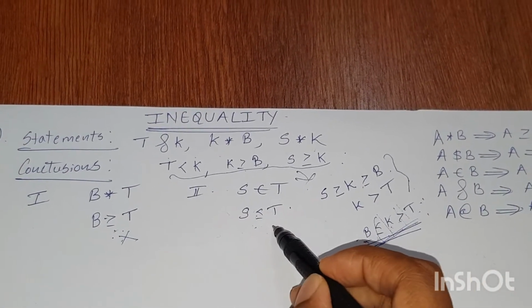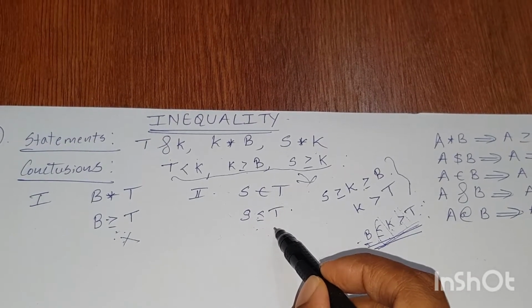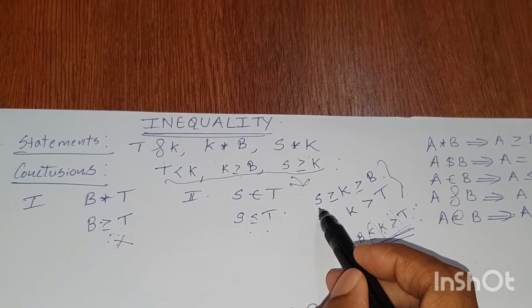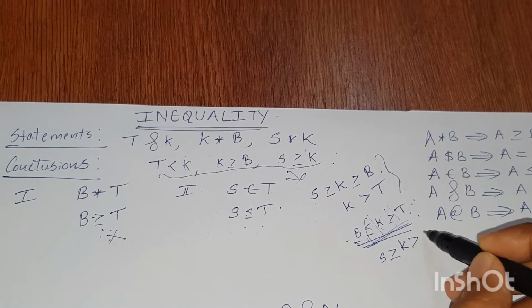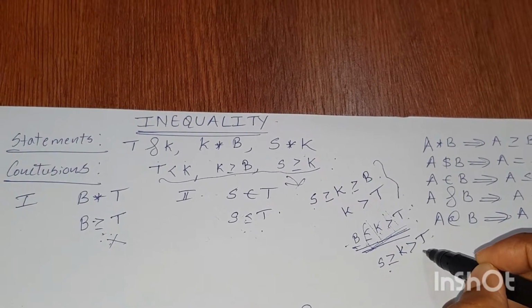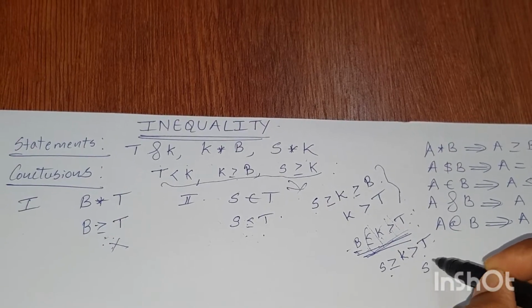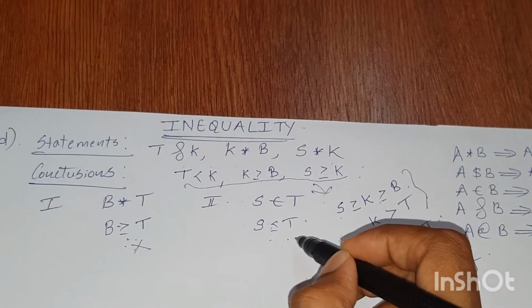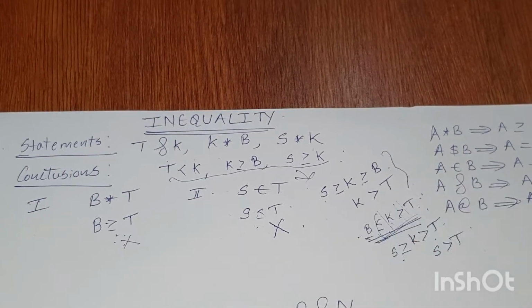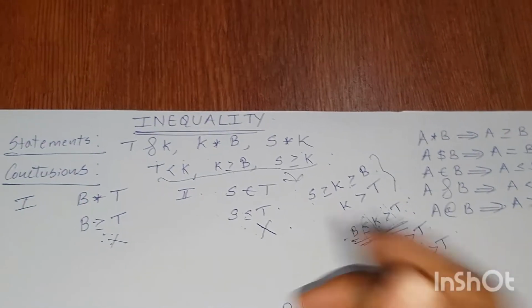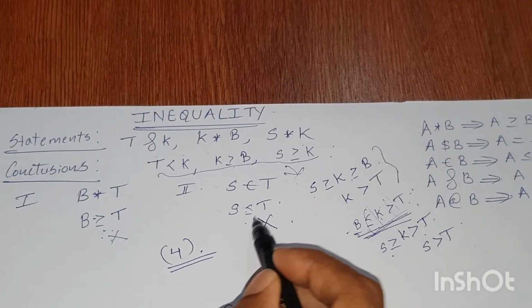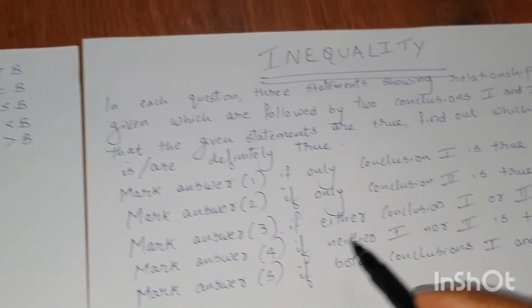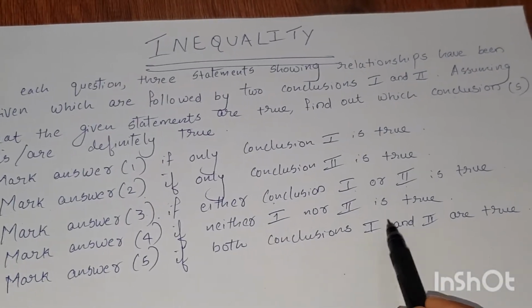Now S is less than or equal to T. Is it right? S is greater than or equal to K. K is greater than T. Is S less than or equal to T? No. S is greater than T. So this is also not true. So we have to choose option 4. Mark answer 4 if neither 1 nor 2 is true. Both are not true. Both are false. So we have to choose option 4 if neither 1 nor 2 is true.